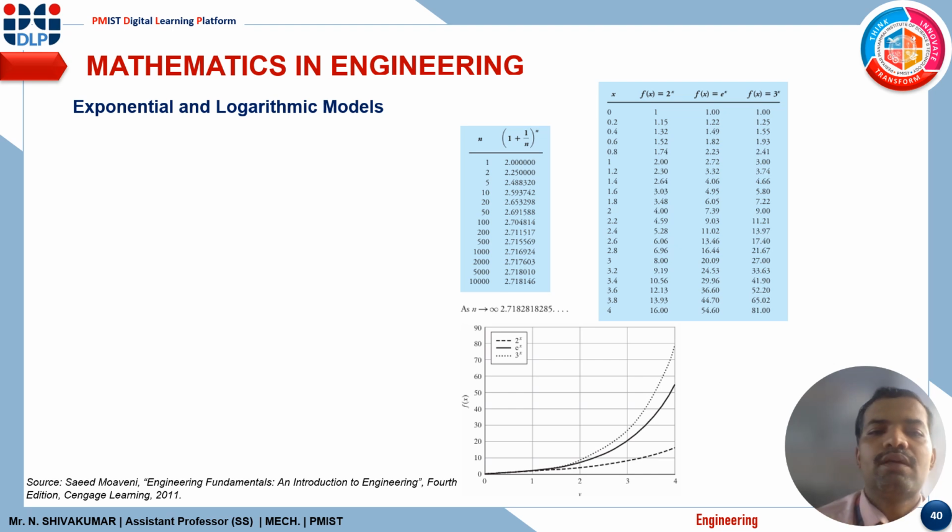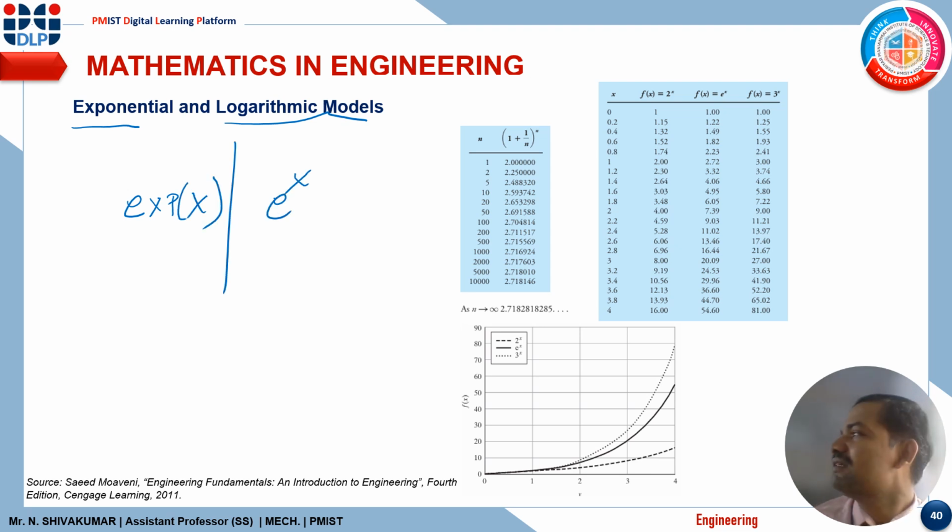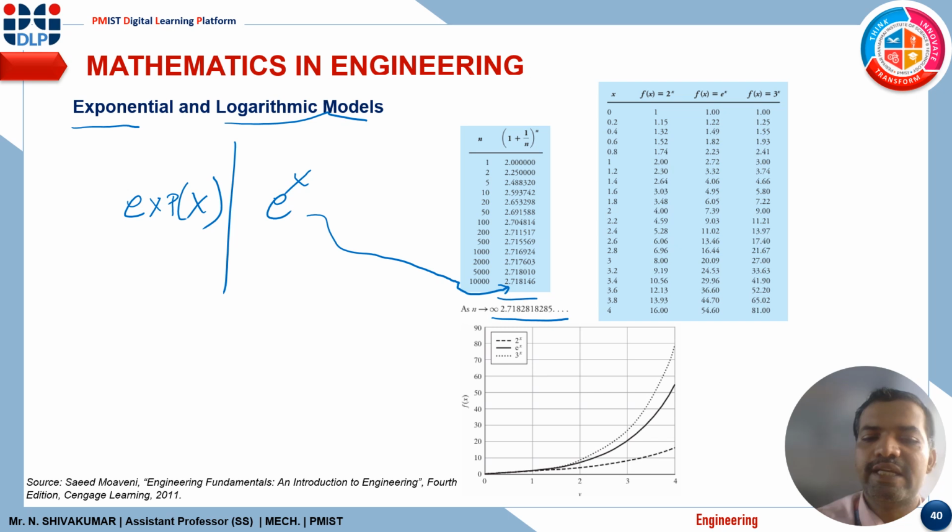Okay. So one model is exponential, another one is the logarithmic model. Exponential, usually people use e, or in a calculator you can find this kind of symbol exp, or in programming they use exp. So e power x or exponential of x, both are the same. So what is e? e has a certain value. It is nearer to 2.714 kind of.